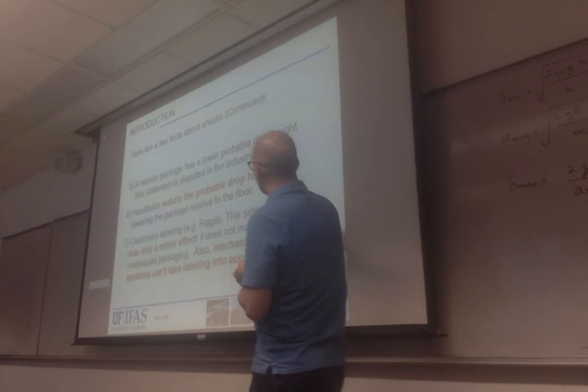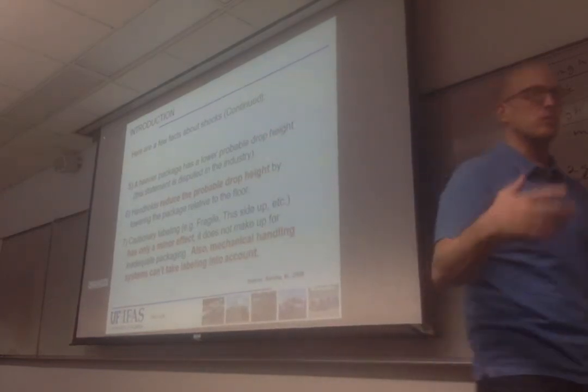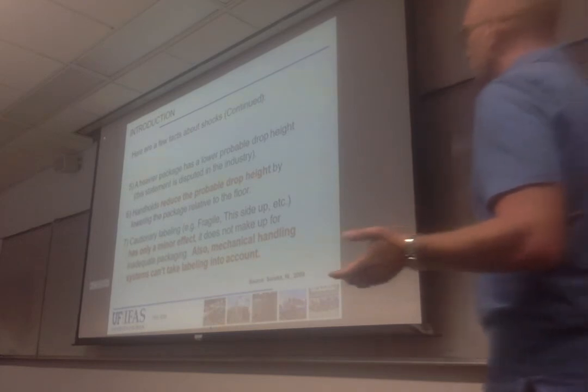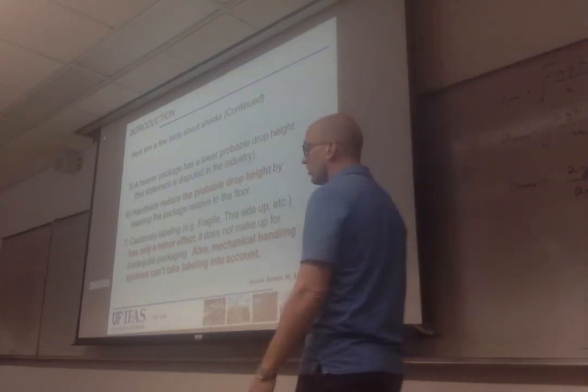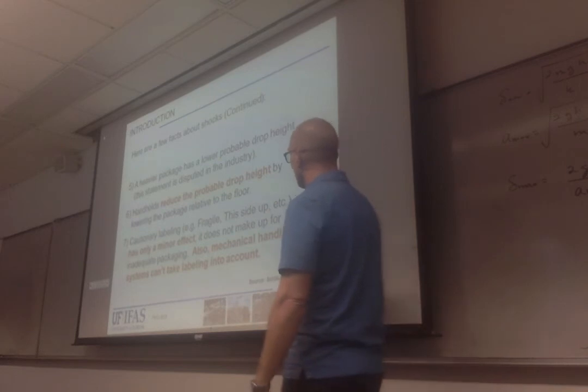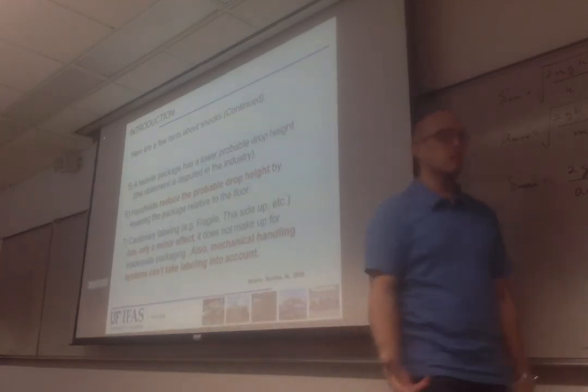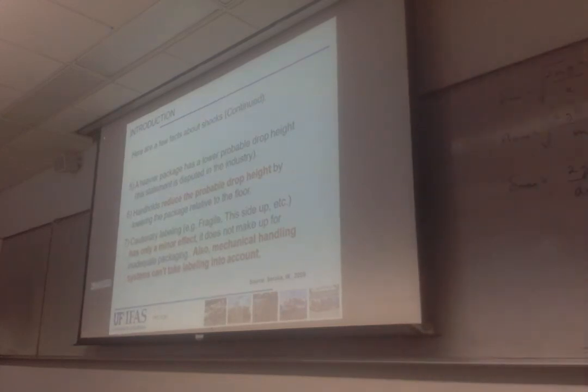Cautionary labeling, we also talked about this. This side up, fragile, things like this. It has only a minor effect, okay? So it doesn't hurt to put it on. Obviously, it costs a few cents maybe. But it doesn't make up for something that is really light. And also, once again, mechanical handling systems cannot take labeling into account. Not yet, actually. Even if it's fragile or something like this, people are still going to put it on a conveyor, it may fall, okay? So it doesn't help too much.